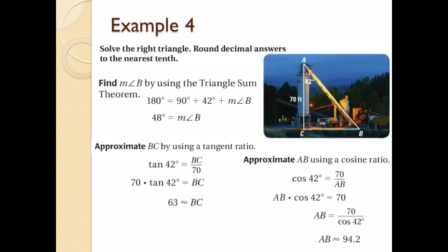So in all of these examples, we used the triangle sum theorem to help us find the measure of any missing angles, and then we used trig ratios in order to solve for any missing sides. You want to relate whichever side you are trying to solve for with any sides that are given to you, and relate those sides to the angle that's given to you, and then write your trig ratio. Solving that trig ratio, you'll be able to solve for any missing sides.